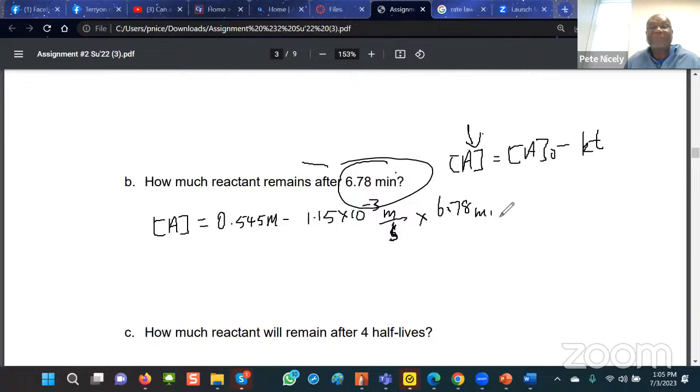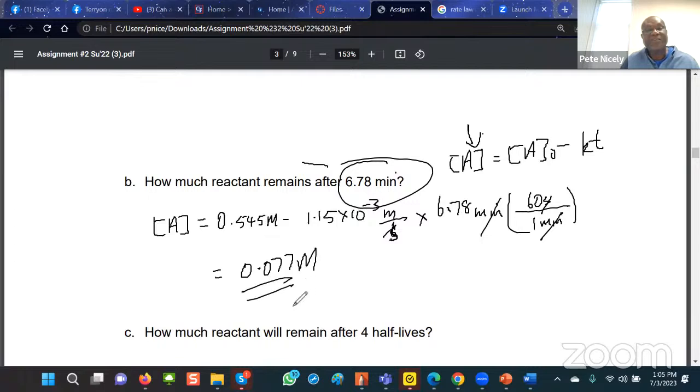However, we have to convert this to seconds. So we're going to have 1 minute down here, 60 seconds here to do the conversion. That goes with that, that goes with that. And according to my calculation, when this is done, the answer becomes 0.077 M. And that's how you do that.